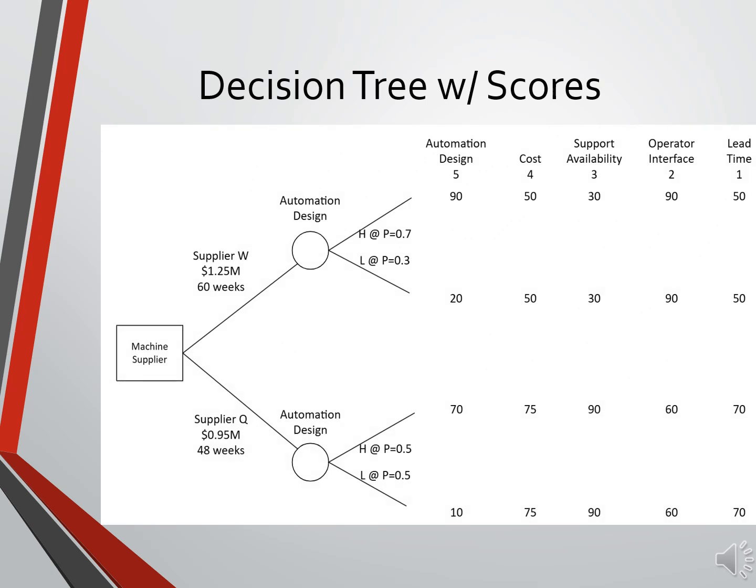The team brought the matrix and the influence diagram together and built out this decision tree. They brought in the attributes and showed them to the right of each of the branches of the tree, along with the weights for each of those attributes.